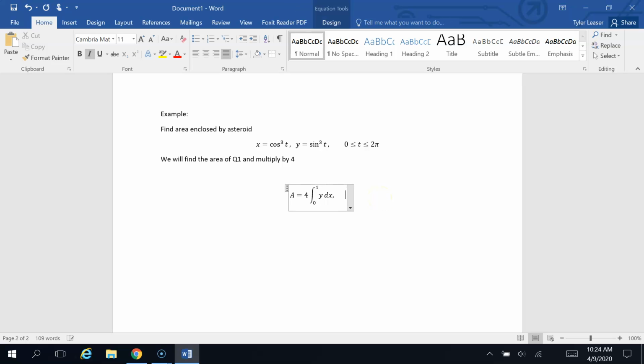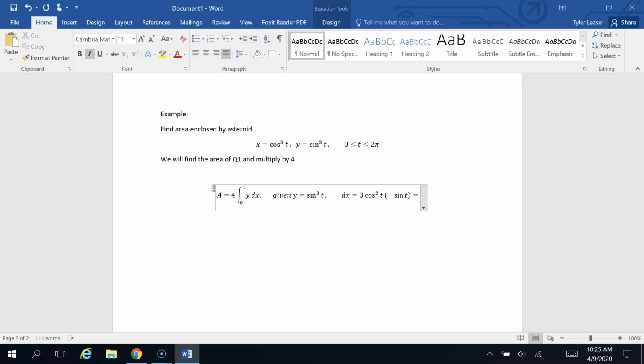We already know the y, right? We were given y is sine cubed t. The only other thing that we would have to find is that differential dx. And we can find that by just differentiating x and then putting a dt on the end of it. So the derivative of x, the parameterization up here, is going to be 3 cosine squared t, and then multiplying by the derivative of cosine, which is a negative sine.